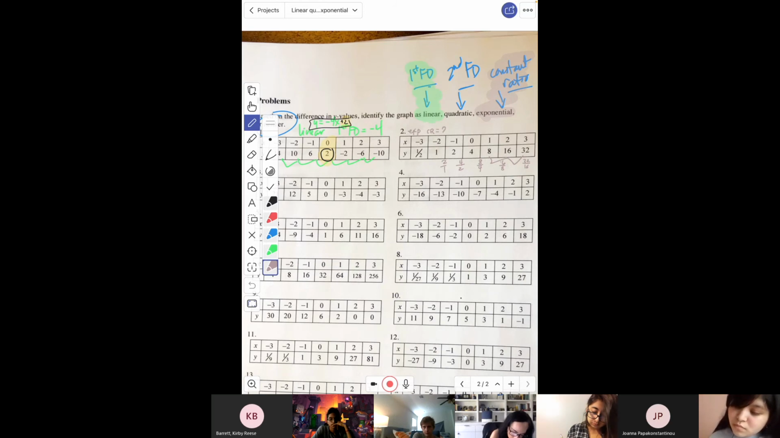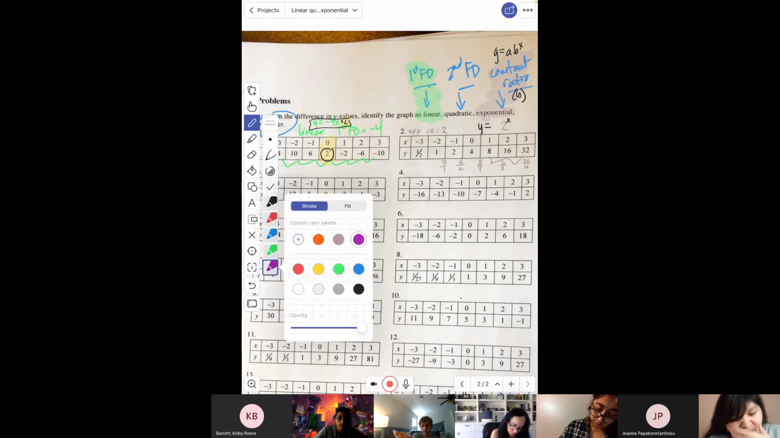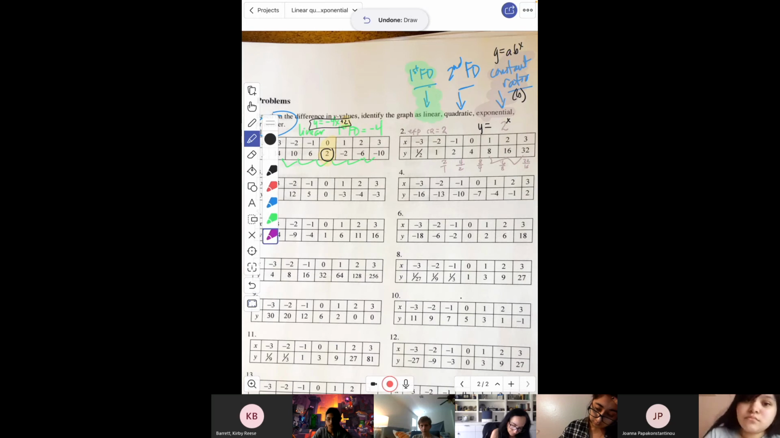Okay, so what is the constant ratio? 2. It is 2. So since it is exponential, I could write the rule. I know that the base is 2 because that's my constant ratio. But what was the A value? We have Y equals A times B to the X. The constant ratio was B. But how do you identify A? Remember, it is the output for when your input is 0. So your A is 4.